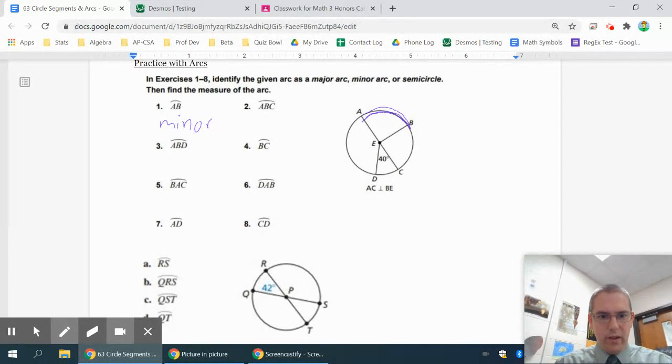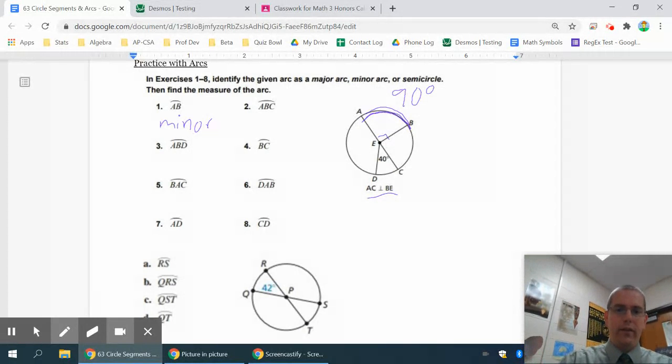In this case, the only way to find that out is, do you notice it says AC is perpendicular to BE? Remember, perpendicular means makes a right angle. So if that's a 90-degree angle in the middle, that's a 90-degree arc on the outside. So that's how I do that.